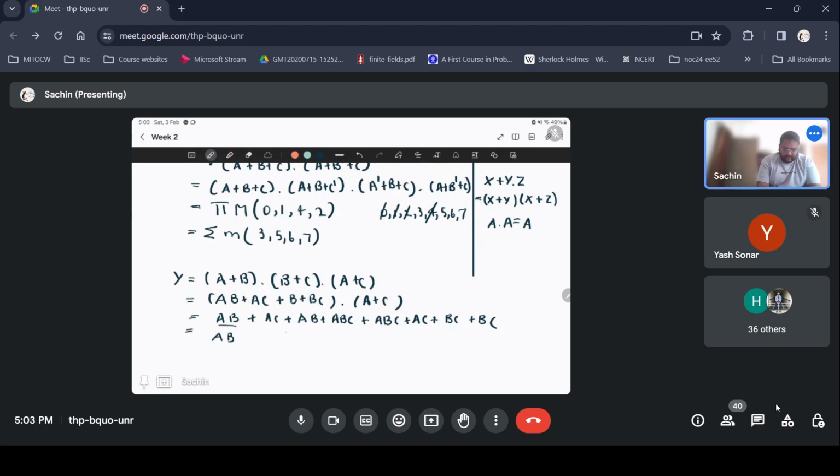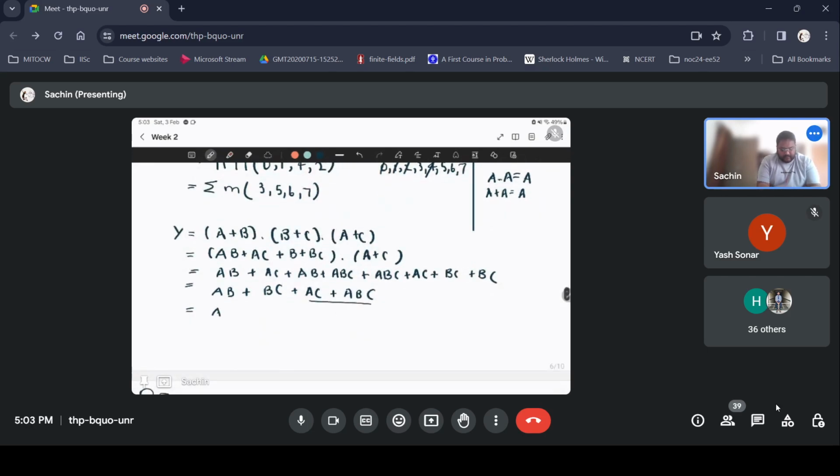You use distributive law and write it out. And then if there are similar terms, you can just write down one of them. Because again, similar to a dot a is equal to a, a plus a is also equal to a. So it's ab plus bc plus ac plus abc. Those are the terms you'll be left with, and you can take ac common in these two terms. Right, ab plus bc plus ac into 1 plus b. 1 plus anything is just 1, so this term is just 1. So you'll be left with ab plus bc plus ac.